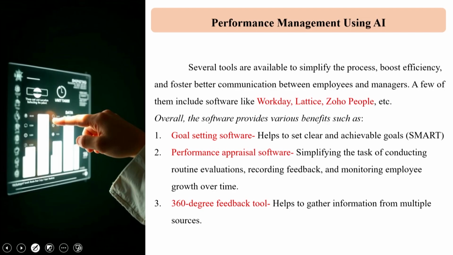Software like Workday, Lattice, Zoho People, etc., are some of the very few examples where the efficiency part and the simplification of the process can all be done in a very systematic and systemic manner. So overall, the software provides various benefits. Let's look into that. One, goal setting software.